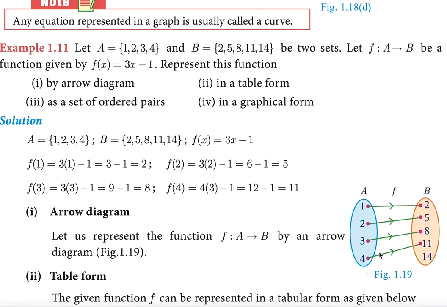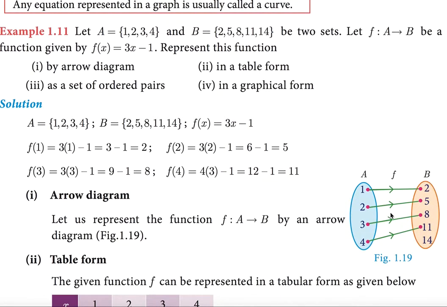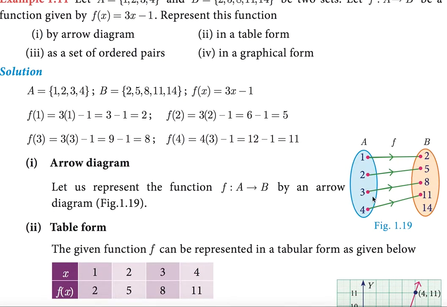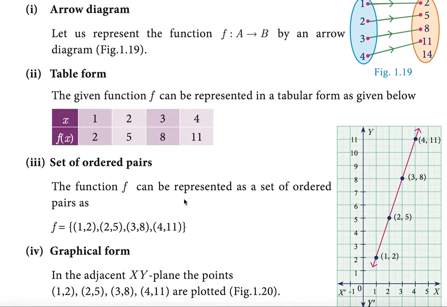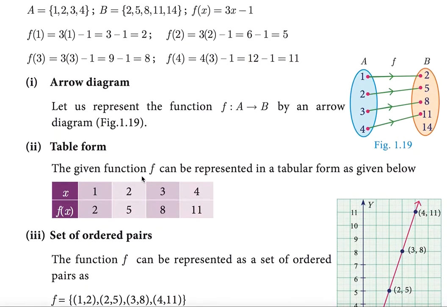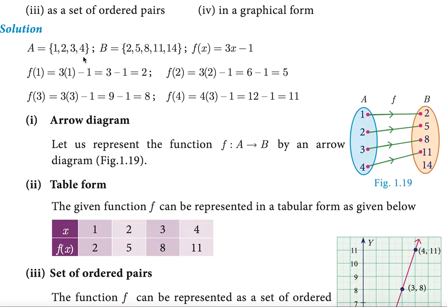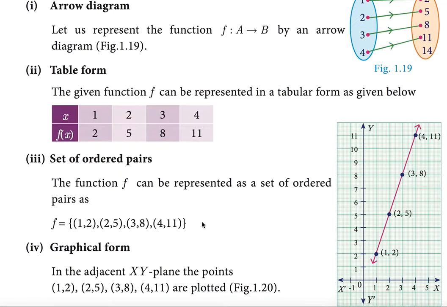So these four elements map only to these four elements. This is the arrow diagram; the mapping is shown in the arrow diagram. Table form: the given function f can be represented in a tabular form given below. For the values of x, these are the values of y. This is tabular form or table form. Set of ordered pairs: that means one input and the corresponding output, (1, 2), (2, 5), (3, 8), (4, 11). This is f.